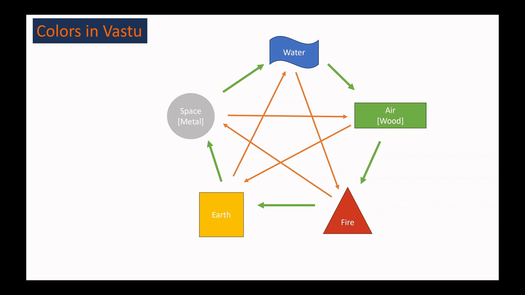Now, water element creates air element, creates fire element, creates earth element, creates space element, and space element creates water. Similarly, water element destroys fire, destroys space, destroys air, destroys earth, destroys water. This whole cycle is called the cycle of creation.